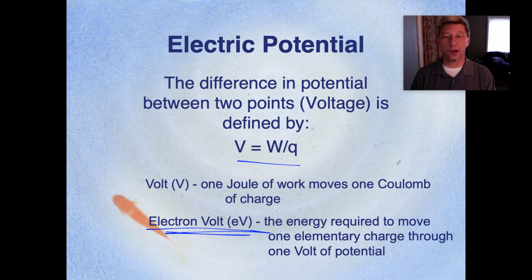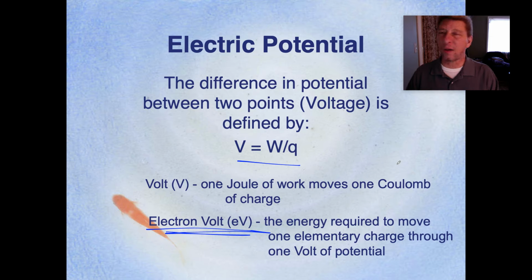Volts are a unit of potential energy or potential difference. Electron volts are units of work, essentially the energy required to move 1 elementary charge through 1 volt of potential. It turns out that 1 electron volt is equivalent to 1.60 times 10 to the negative 19th joules.